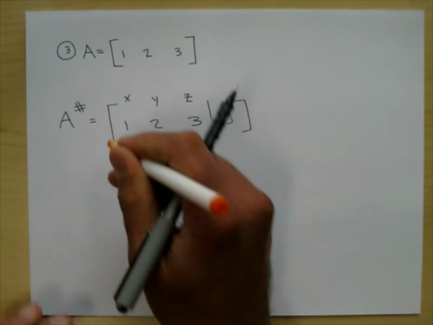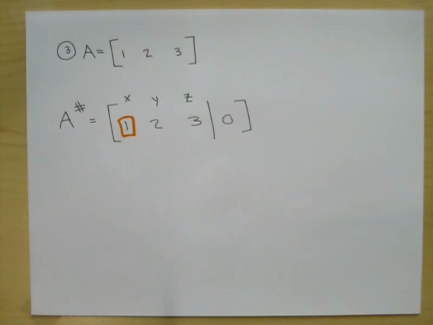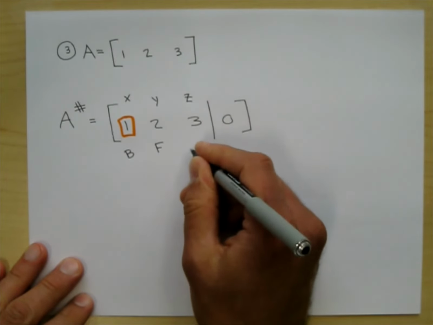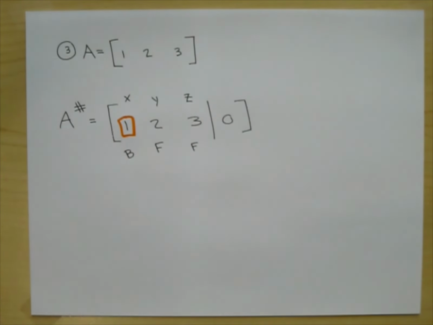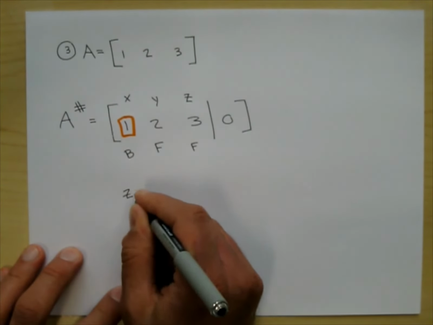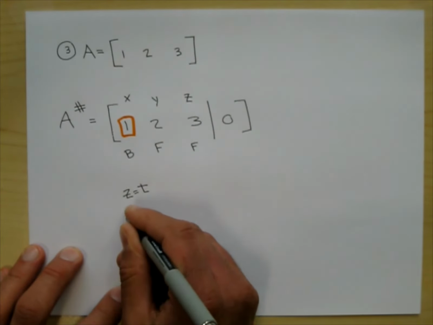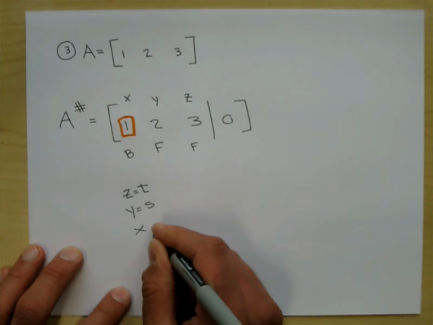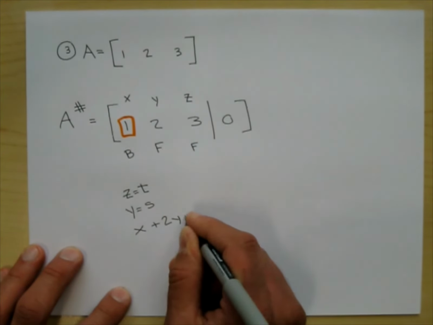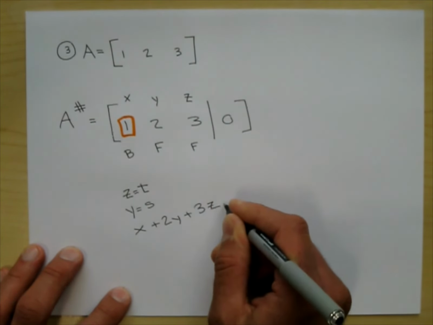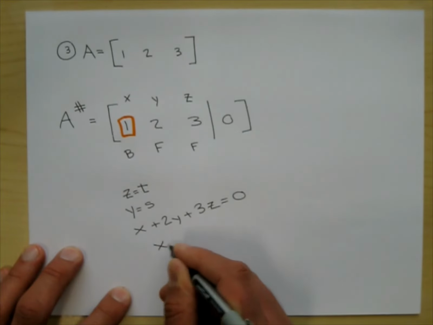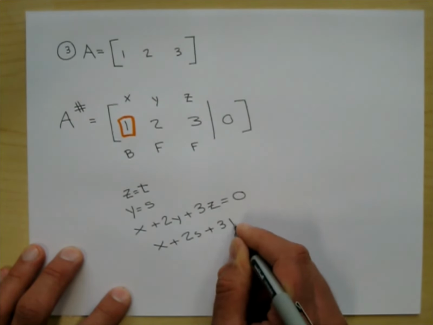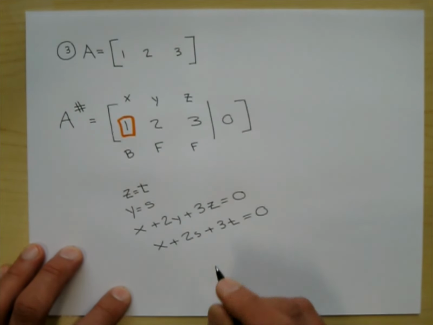There's only one pivot right there, so X is bound. Y is free, Z is free. So Z is T, Y is S, and X plus 2Y plus 3Z equals 0. X plus 2S plus 3T equals 0.